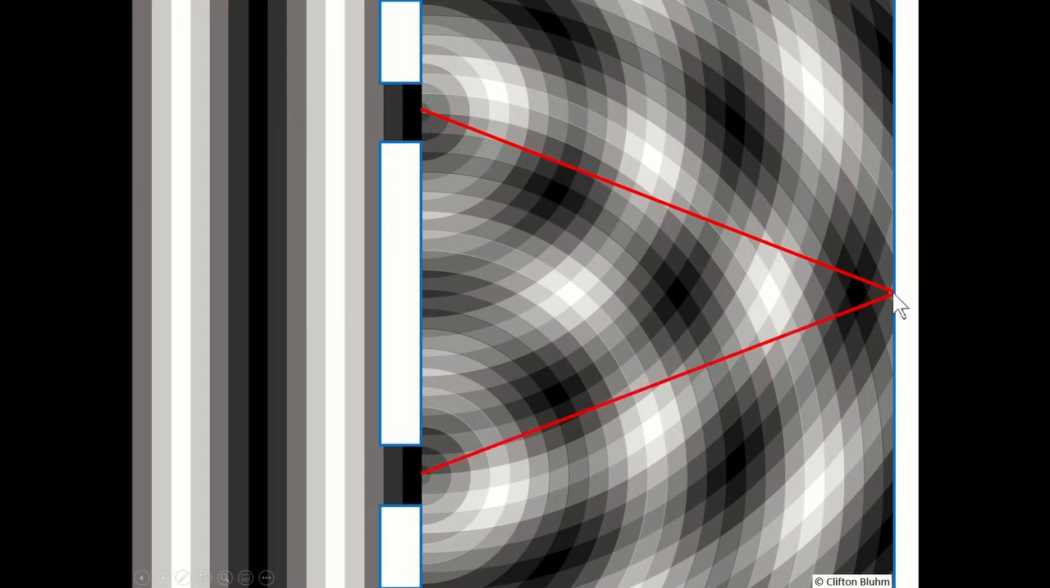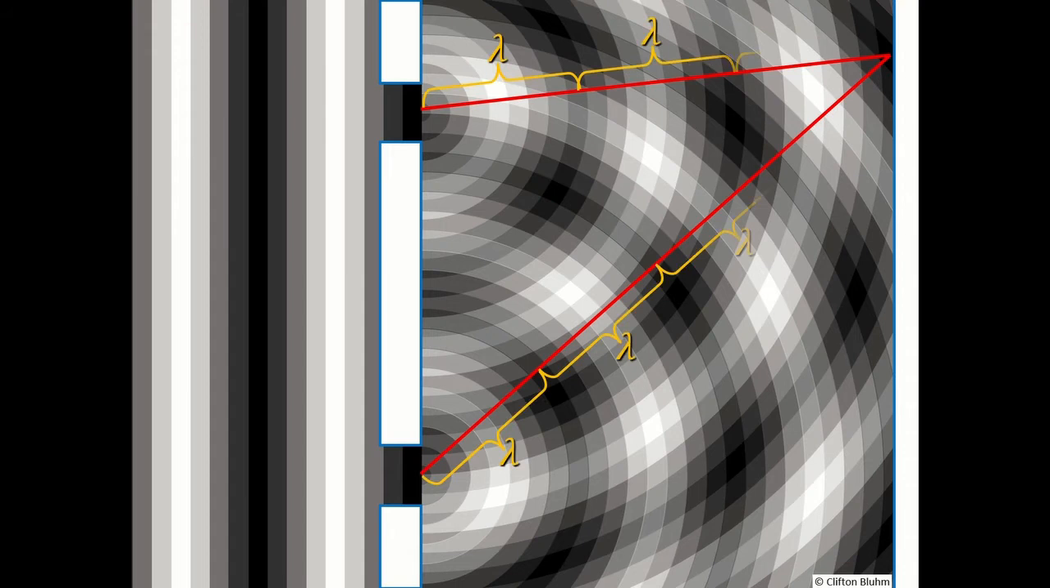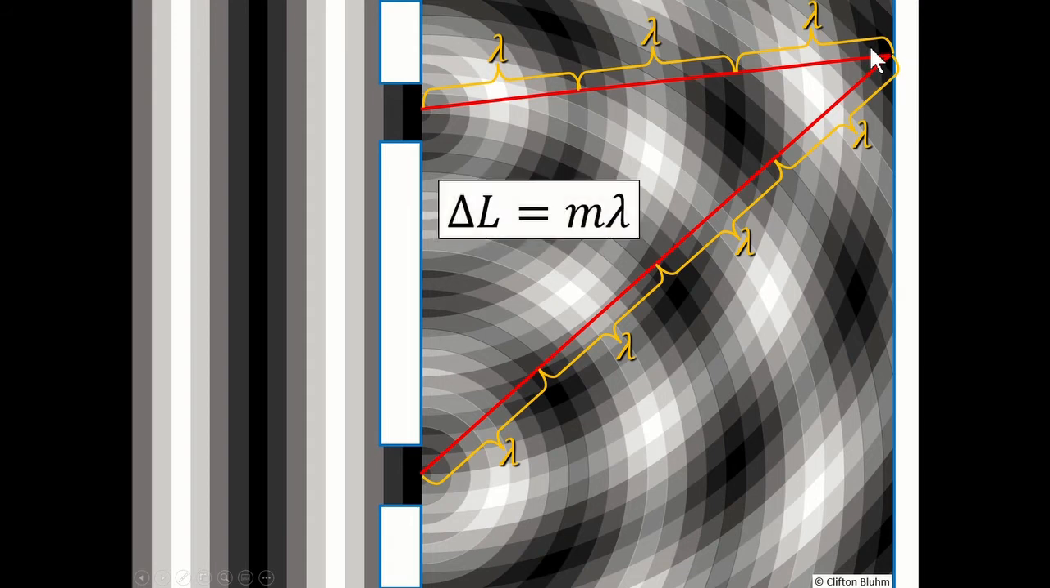The distance from this opening to here and the distance from this opening to there were the same. Okay, but if they're off to the side here, the distance from here to here is going to be longer than the distance from here to here. In this example, it was 1, 2, 3, 4 wavelengths from here to here, and only 3 wavelengths. There was a difference in the length of the path that was a multiple of the wavelength. In this case, it was just 1 wavelength.